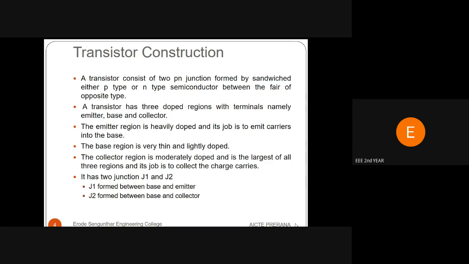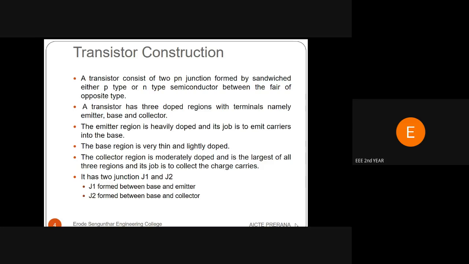The emitter region is situated on one side of the transistor, and it is a heavily doped region. The main function of the emitter is to emit charge carriers to the base. The next region is the base region. The base region is the middle region of the transistor. It is a very thin region compared to the emitter and it is lightly doped.